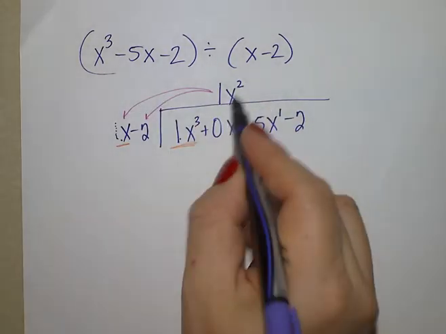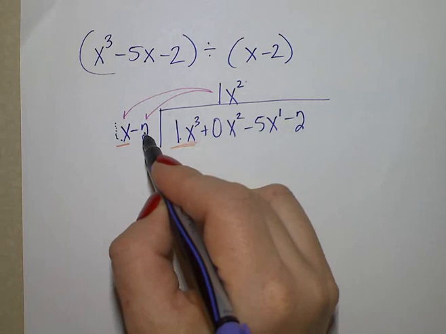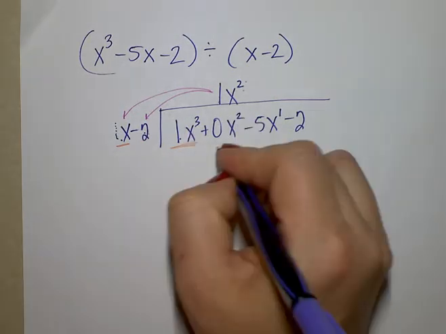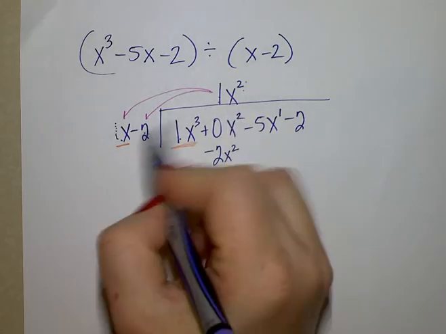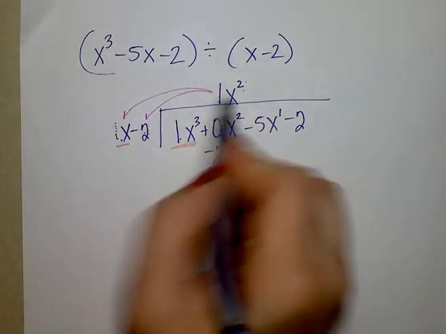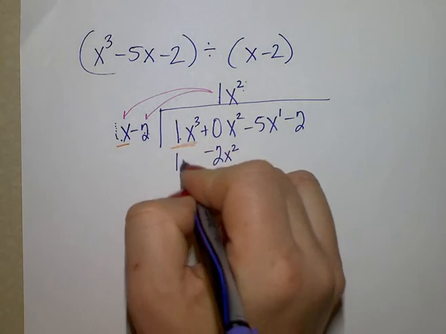1x squared times negative 2 is negative 2x squared. So in the x squared column, I write negative 2x squared. 1x squared times 1x is 1x to the third. So in the x cubed column, I write 1x cubed.